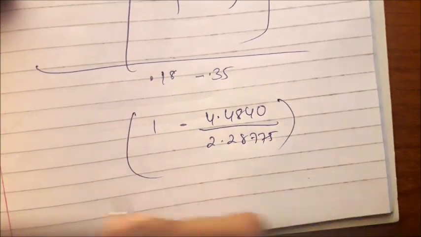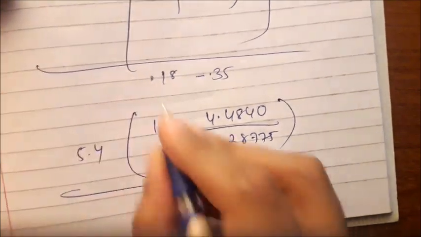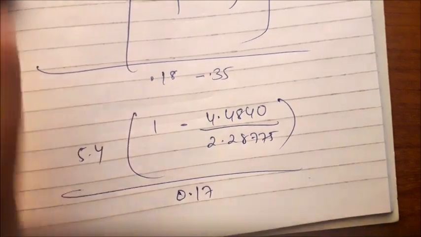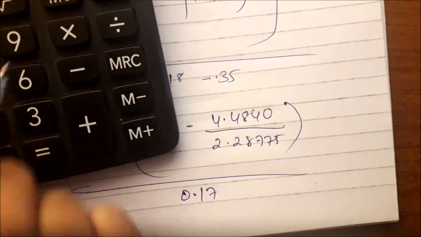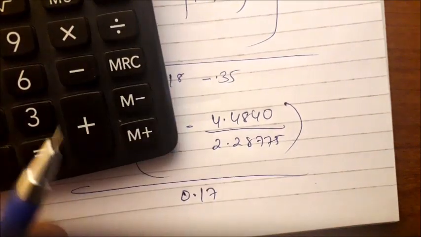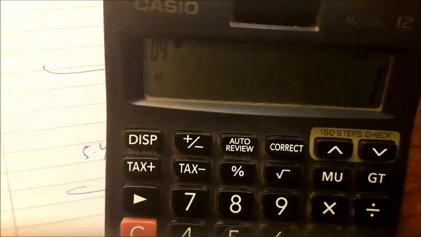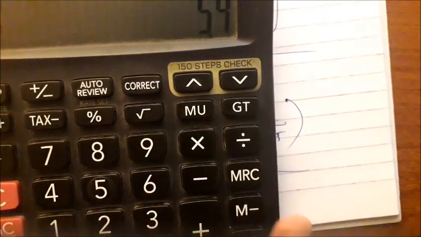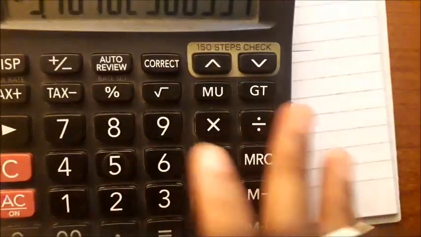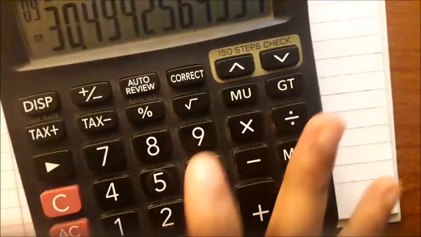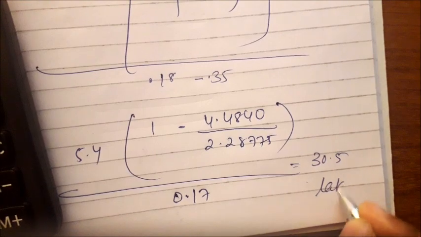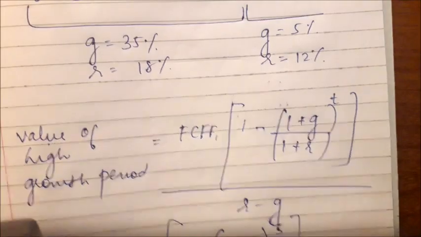Minus 1, 5.4, 0.18 minus 0.35 is going to give us 0.17. So calculating 4.4840 divided by 2.28775 is 1.96, minus 1 is 0.96, multiplied by 5.4, 5.18 divided by 0.17, the answer is 30.49, but the approx is going to be 30.5 lakhs. Okay, so this is the high growth period calculation.